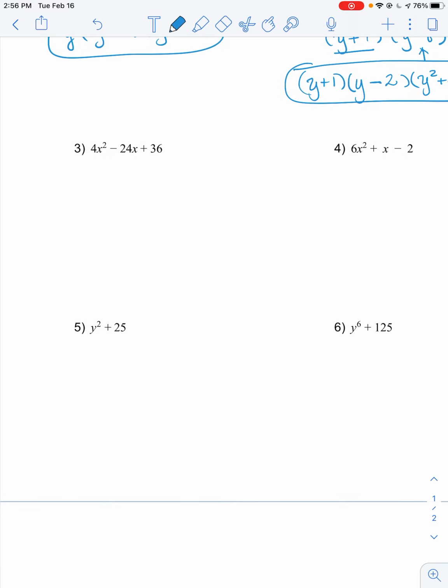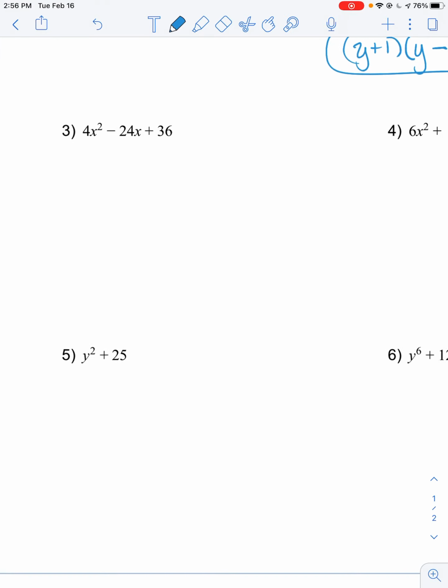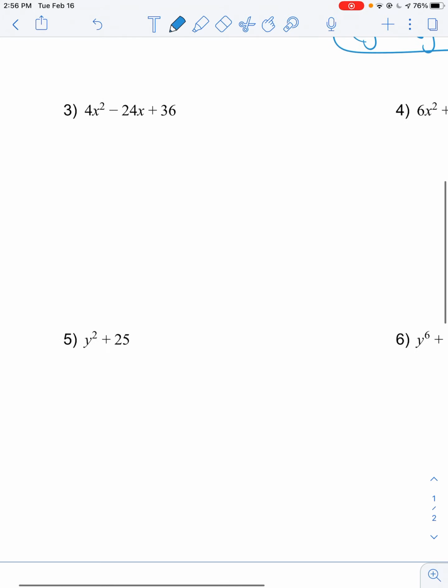Moving on to number 3. Well, again, this looks pretty confusing. It's a three-term trinomial, so my first instinct was maybe to do some guess and check or ACB, but then I noticed that this actually has a GCF.